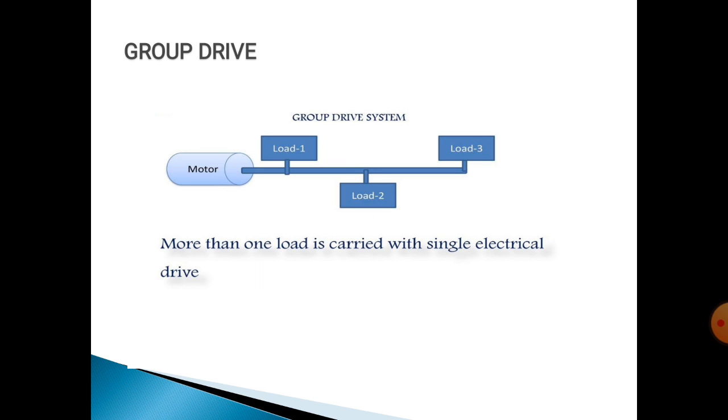In group drive, the main advantage is that one large motor can be used instead of a number of small motors. The main disadvantages are that adding an extra machine to the main shaft is very difficult. And if any one of the machines is not working, the losses increase, so the efficiency decreases and the power factor also decreases. And if the single motor develops a fault condition, the whole process will come to a stop.